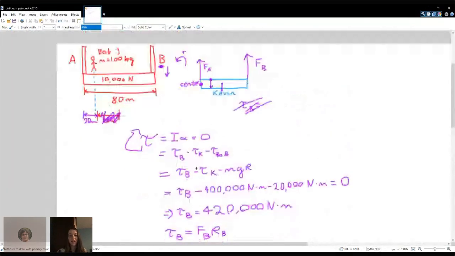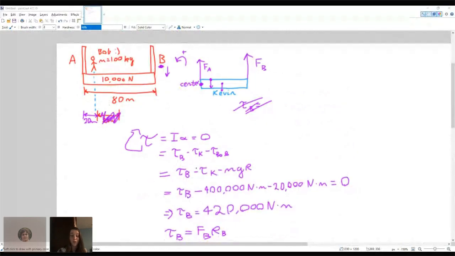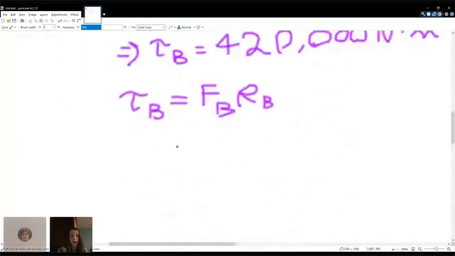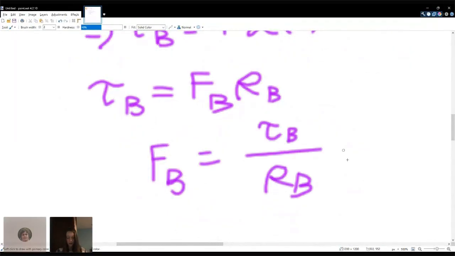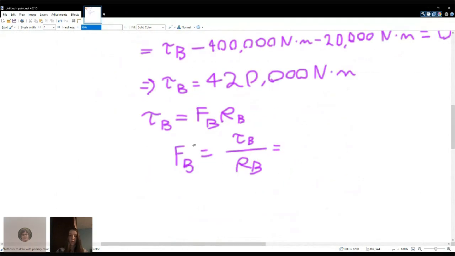Okay, so we want to divide 420,000 Newton meters divided by 80 on one side. You're getting this. To get the force of B, because that's what the problem is asking us. So let me know when you're ready for the number.